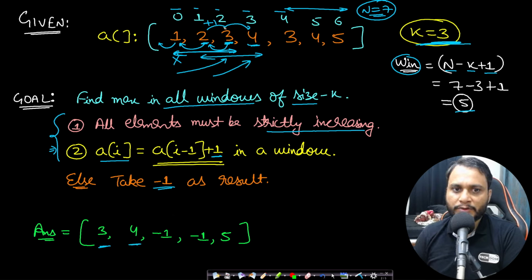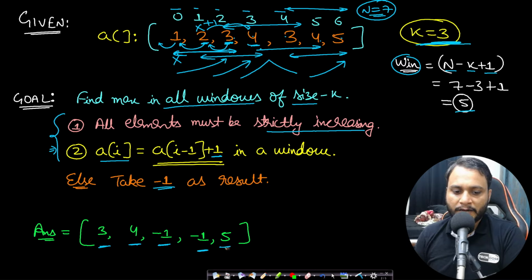Again we go to the next window. In this case I will be removing this 2 and I will have 3, 4, 3. This is not strictly increasing, it is an increasing-decreasing curve. So this is not valid and I will write -1. If I go to the next window, I have 4, 3, 4. This is also not valid, so -1. When I go to the next window, 3, 4, 5, this is valid, because all 3 items are strictly increasing, and so we will record 5, which is the maximum of this window.